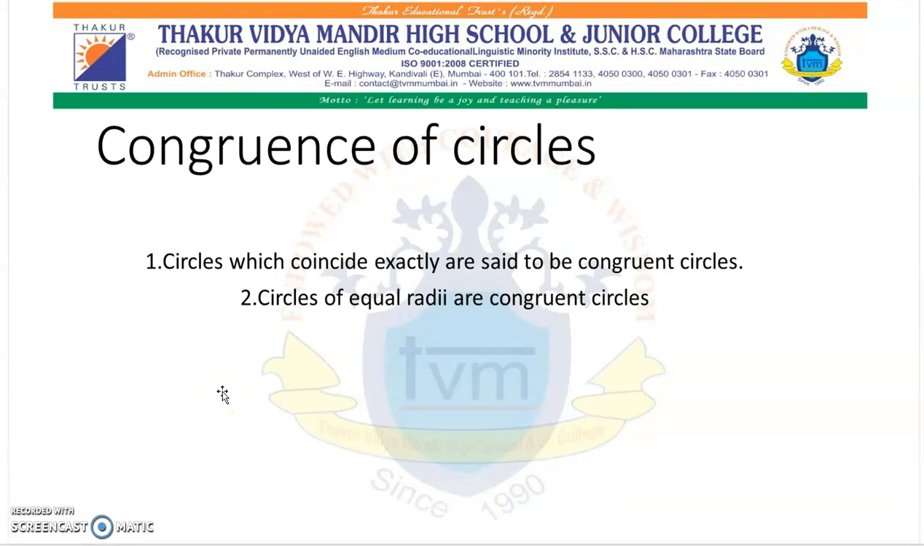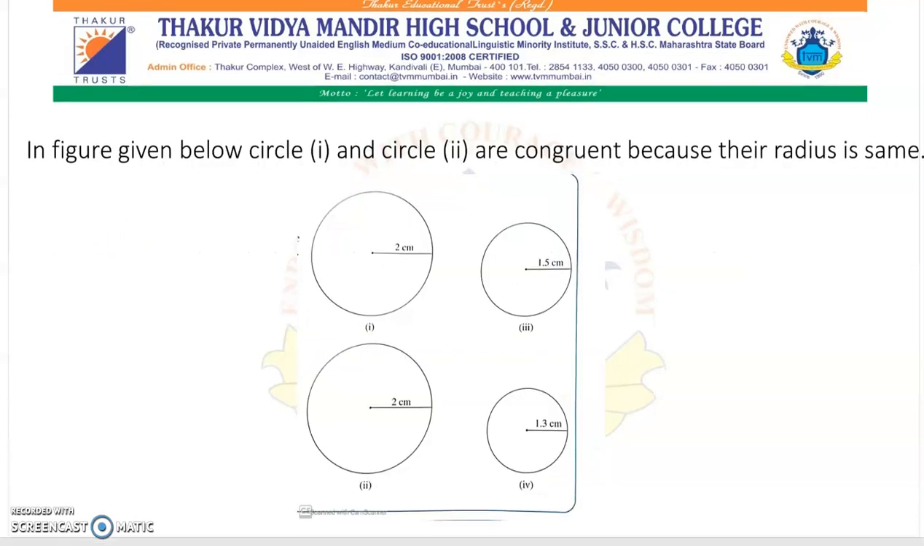Congruence of circles. Circles which coincide exactly are said to be congruent circles. Circles of equal radii are congruent circles. You can observe in the figure given below, circle 1 and circle 2 are congruent because their radius is the same. Both are having the same radius.